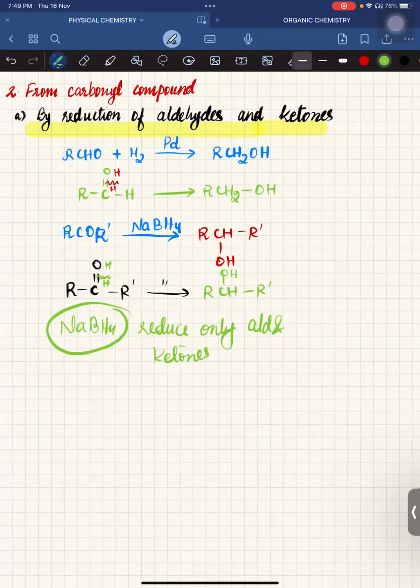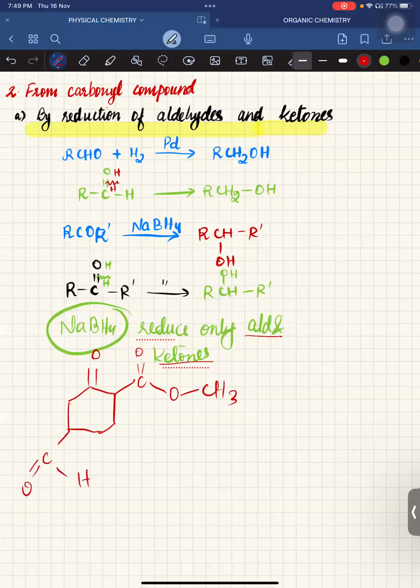Now, sodium borohydride has the power to reduce only aldehydes and ketones, not esters or any other group. So if I give you this reaction, where 2 moles of NaBH4 I took, tell me the product.